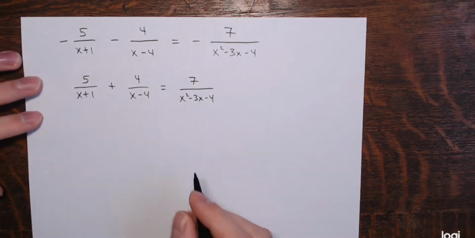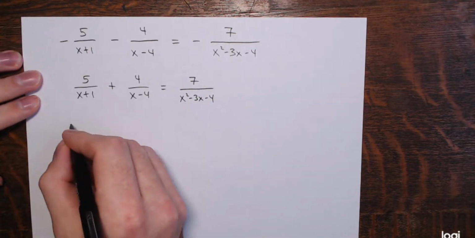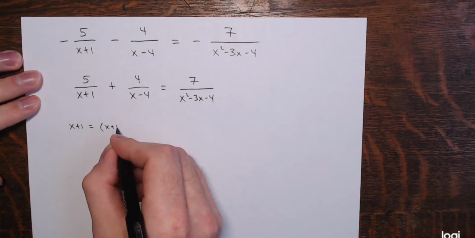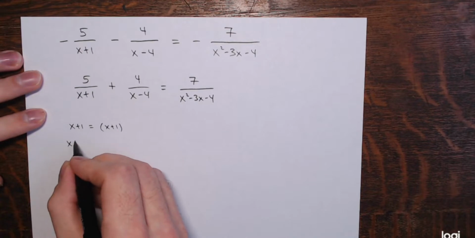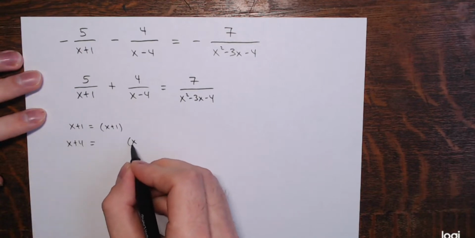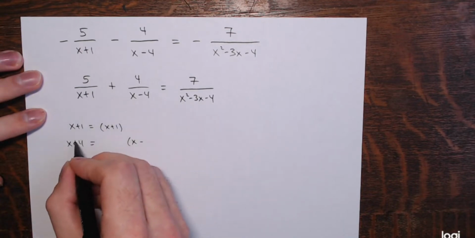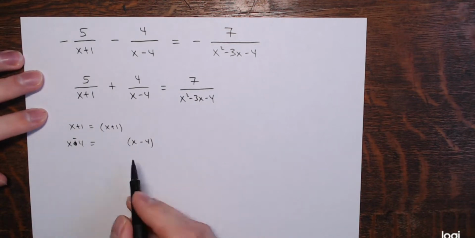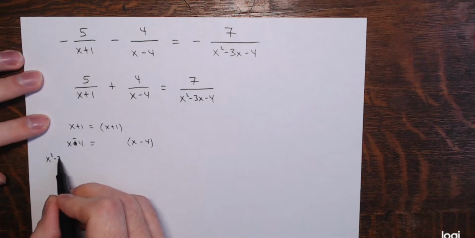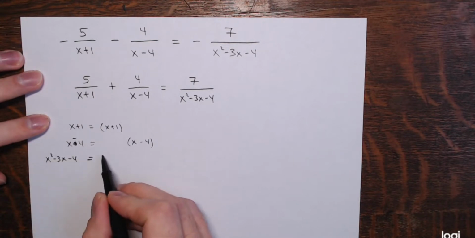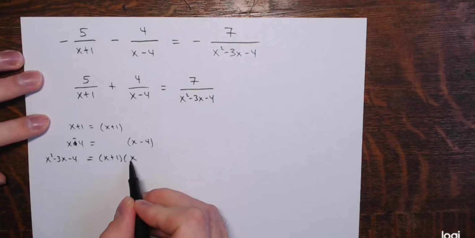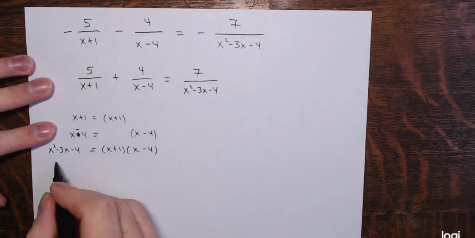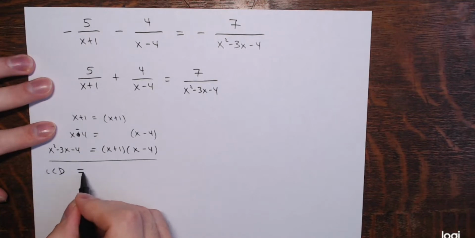Now the denominators are x plus 1, which is just x plus 1 when you factor it. That doesn't factor any further. X minus 4 is just x minus 4 when you factor it, and again I'm putting that in a different column. And then x squared minus 3x minus 4 factors to x plus 1 times x minus 4. And I'll put those under the same factor columns. So the LCD is just x plus 1 times x minus 4.